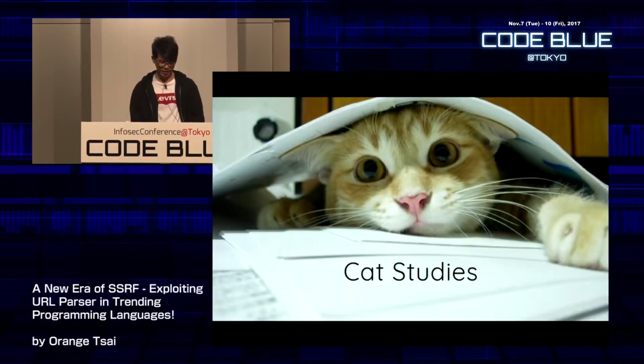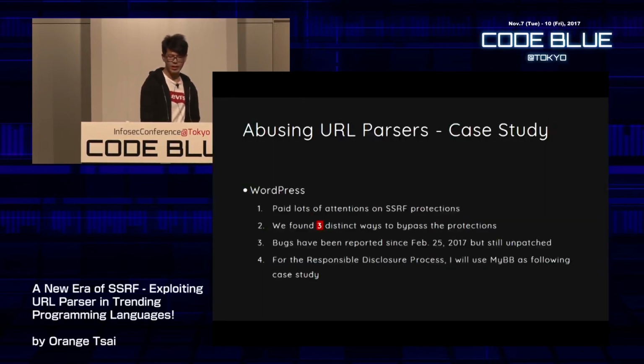Okay, case studies. Let's study some real-world cases. WordPress is a very famous web application, and it pays lots of attention to SSRF. But we still found three different ways to bypass the protections. The bug was reported several months ago, but is still unpatched. For the responsible disclosure process, I will use MyBB as my case study instead. However, these techniques are very general, so I think you can use them everywhere.